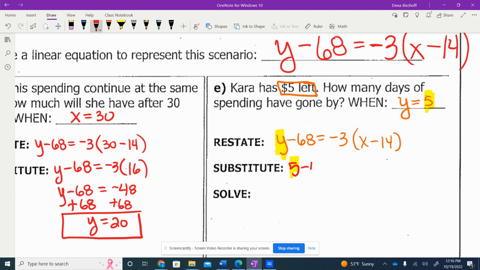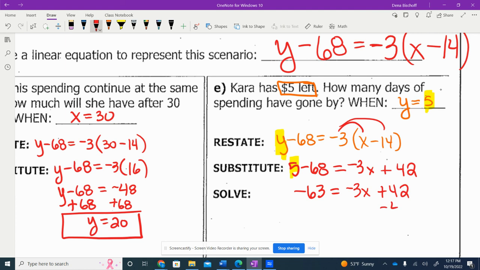So I have 5 minus 68 equals, so here I'm going to distribute because I don't know what the x is. -3 times x is -3x. And -3 times -14 is a positive 42. What is 5 minus 68? It is -63. Who said that? Was that you, Kate? Good job. -63 equals -3x plus 42. What are we going to do next? Yeah, subtract 42 from both sides.